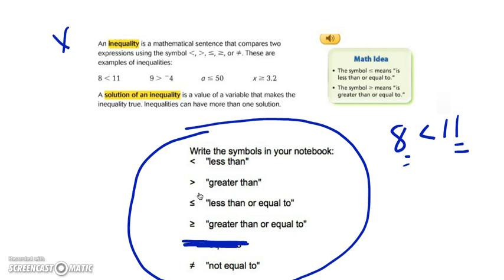Here's another symbol that we haven't used much. You would read this: A is less than or equal to 50. So the symbols we're going to use for inequalities are less than, greater than, less than or equal to, greater than or equal to, or not equal to.